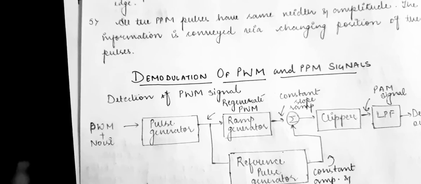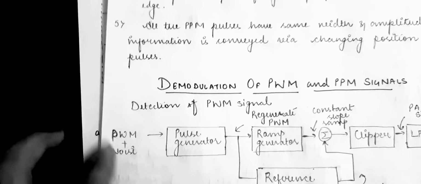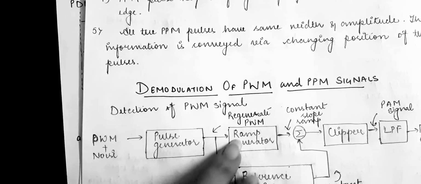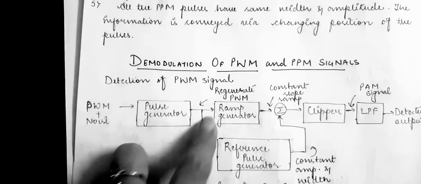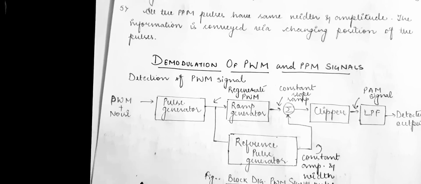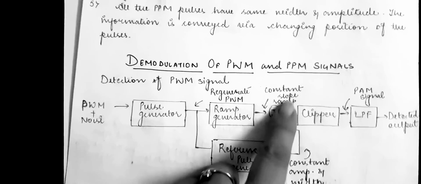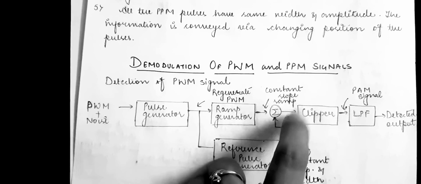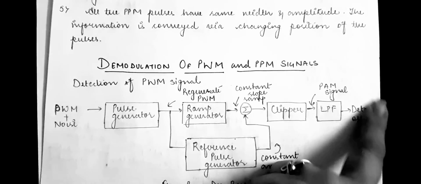Now coming on to the demodulation of PWM signals. Here we have PWM and noise as an input. It is passed through a pulse generator. After that it is followed by your ramp generator as well as your reference pulse generator. So here we basically regenerate your PWM, and at the reference pulse generator, the amplitude and width of the pulse are constant. Now it is added, and here we have the ramp slope, that is constant. It is passed through your clipper and after that through your low pass filter. Here we get the output of the PAM signal and then after that we detect our output.